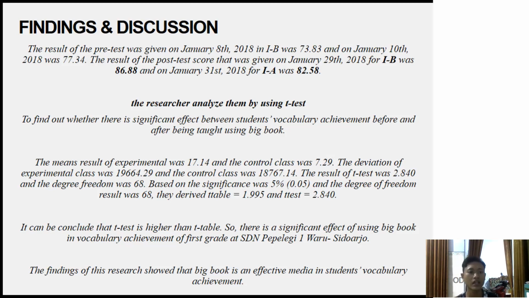73.83, and then A1 class is 77.34. However, the result of the post-test score that was given on January 29, 2018 is 1B class was 89.88 and A1 class was 82.58. There is also a greatly significant improvement of development from 1B class.